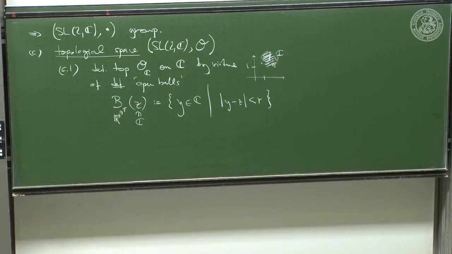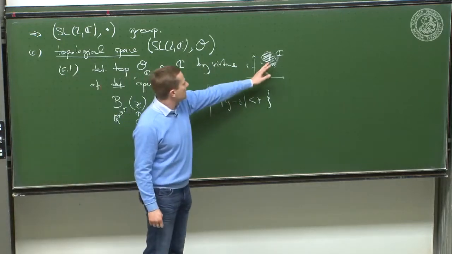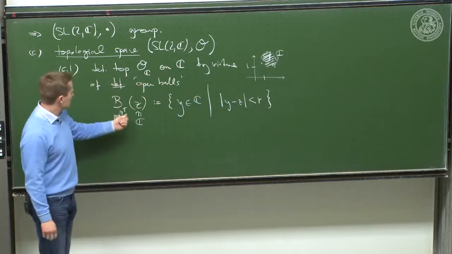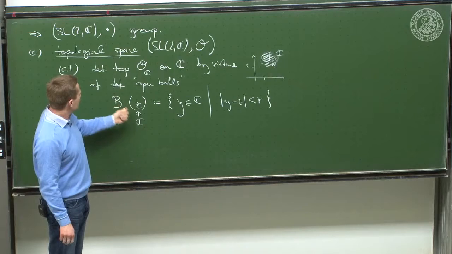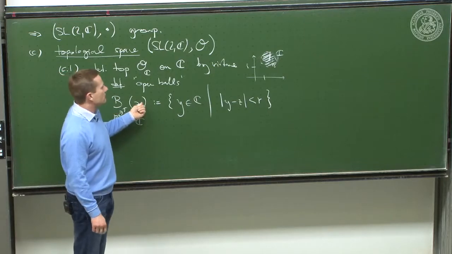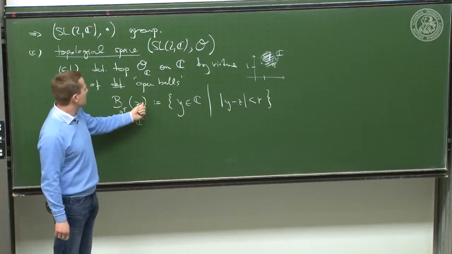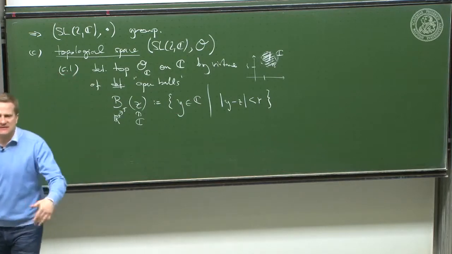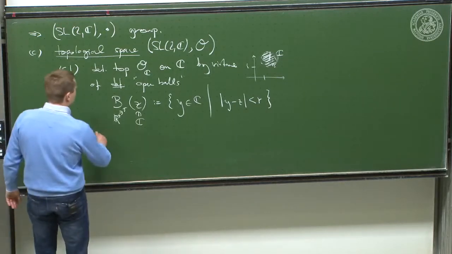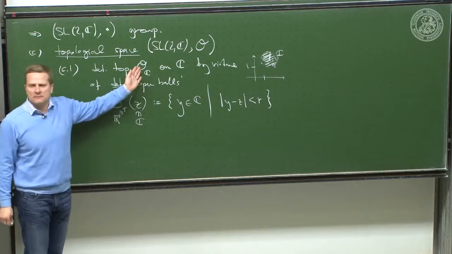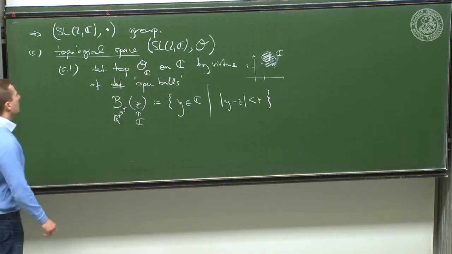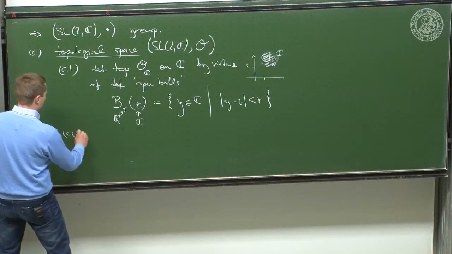So you define these balls, and then by the standard construction, you call a subset of C open if for every point of this subset there exists a positive real number such that the ball with that radius around that arbitrary point lies entirely within that subset. It's exactly the same construction as in R or in R2. And obviously this yields a topology on C. Further remarks needed? No? Okay, good.